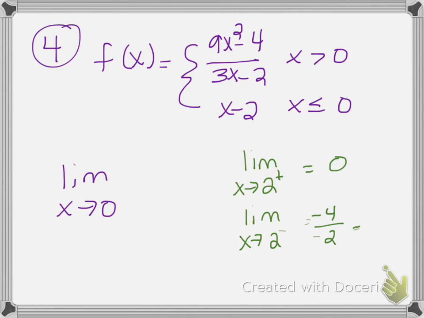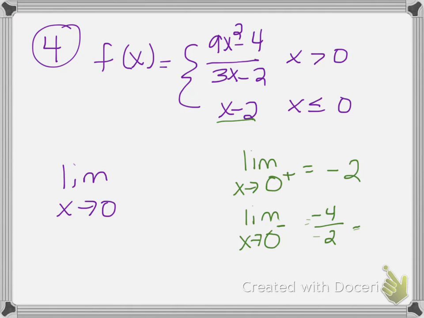And I've already realized that this was not correct. This should have been 0. Sorry about that, guys. Limit as x approaches 0 from the right, and limit as x approaches 0 from the left. So let's go back to that first one. 0 from the right, I'm plugging it into here. That should be negative 2.